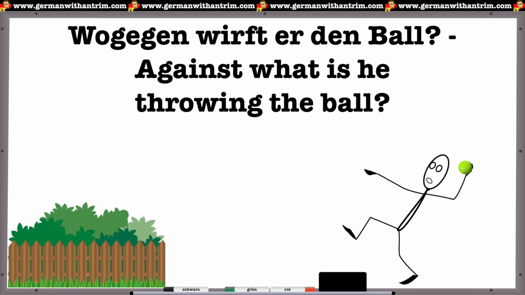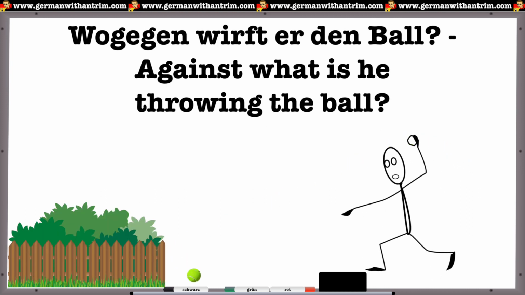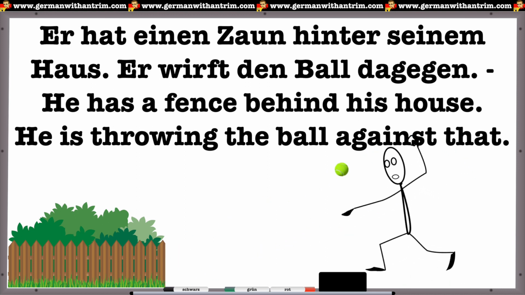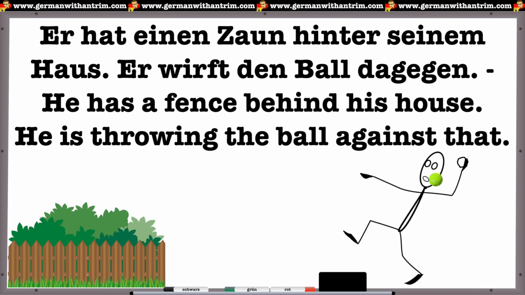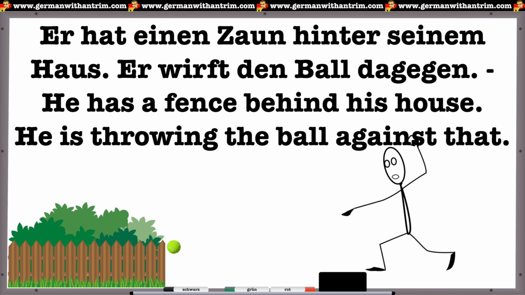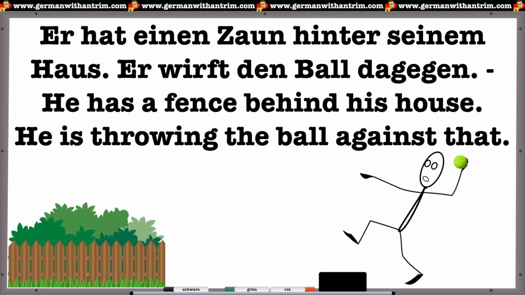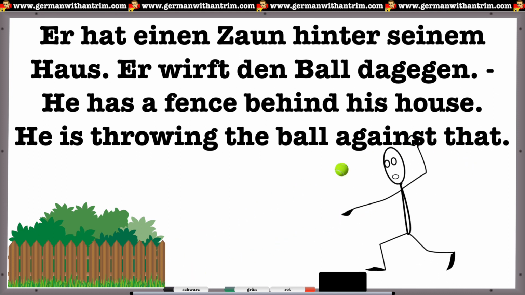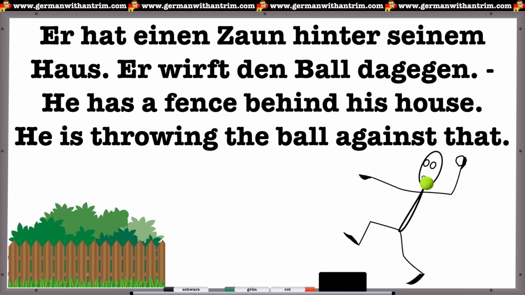Wogegen wirft er den Ball? Against what is he throwing the ball? Er hat einen Zaun hinter seinem Haus. Er wirft den Ball dagegen. He has a fence behind his house. He is throwing the ball against that.